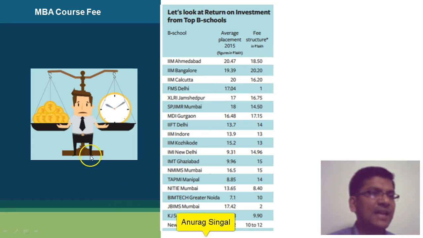XLRI again 17 lakhs. SPJIMR is 14.5 lakhs. MDI is 17 lakhs. IIFT 14 lakhs. IIM Indore 13. Kozhikode 13. IMI Delhi 15. IMT Ghaziabad 15. NMIMS 15. TAPMI 14. NITIE around 8.4. Again, Jamnalal Bajaj is at 2 lakhs. KJ Somaiya is around 10 lakhs, and the new IIMs are in the range of 10 to 12 lakhs. This is as per a survey conducted by Hindu Business Line last year.